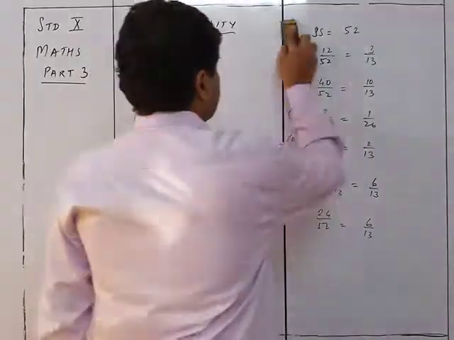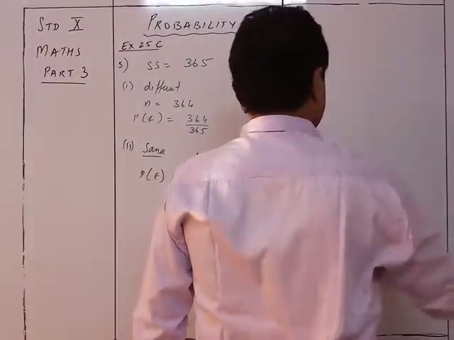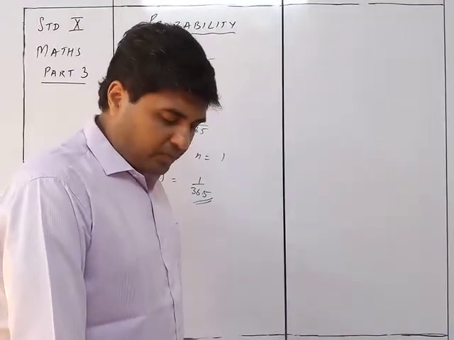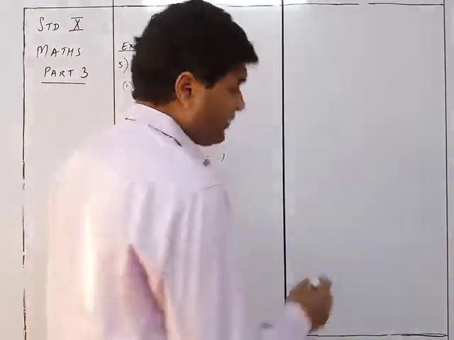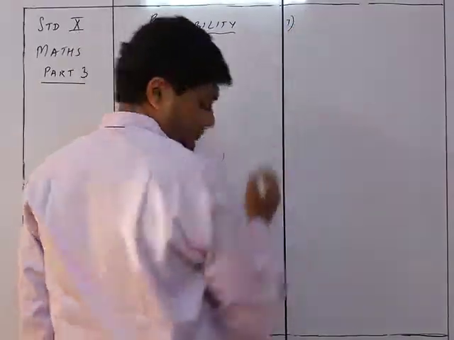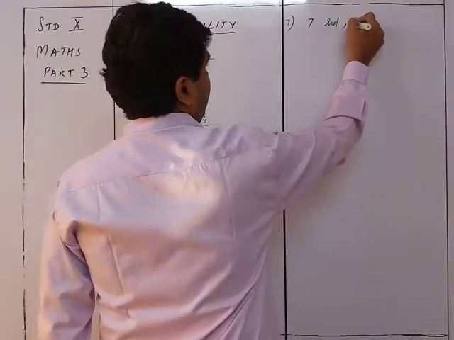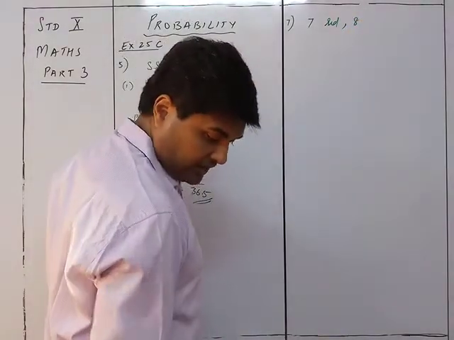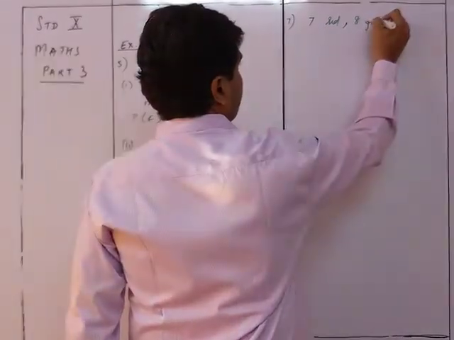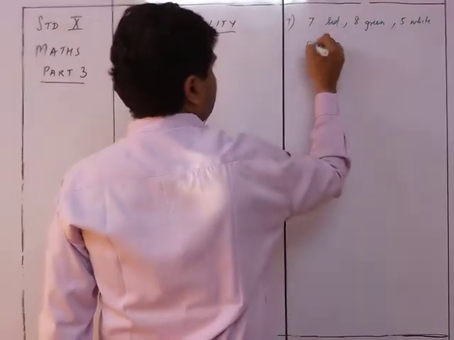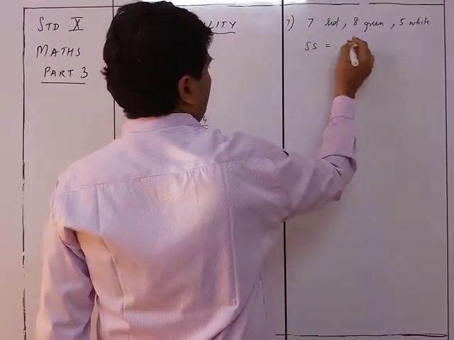Sum number 7. A box contains 7 red balls, 8 green balls, and 5 white balls. So that is 7 red, 8 green, 5 white. Therefore the sample space is going to be 20.